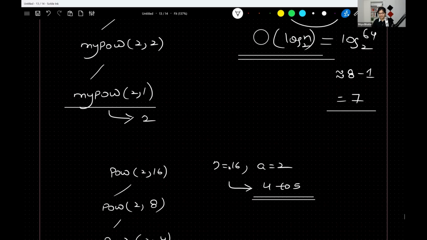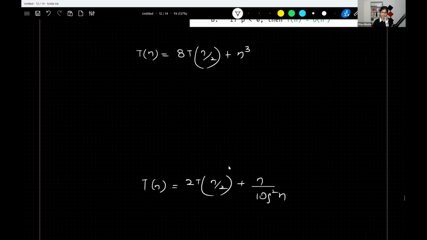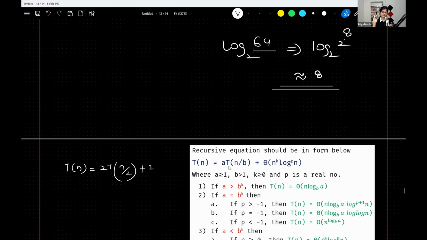Yes. Now, the very last part of today's session, and then we will wrap up today's class. The third method. So far, we have talked about two methods to solve recurrence relations. One is substitution, one is the recursion tree. This method, Master's theorem, is the last method.